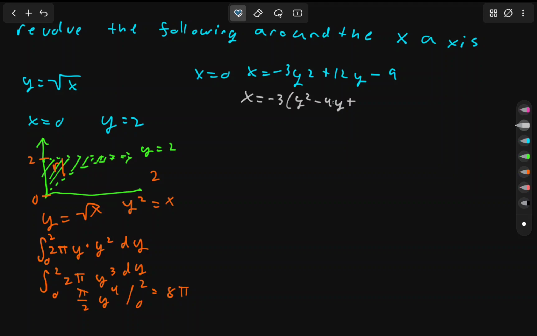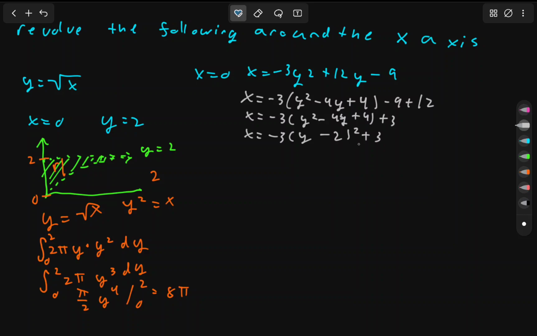So then dividing by 2 and then squaring it, we will get 4 minus 9. But now we have to, because we're adding this 4, but we're really subtracting 12, we have to add 12. So we really get x is equal to negative 3 y squared minus 4y plus 4 plus 3. So we get x is equal to negative 3 (y minus 2) squared plus 3.